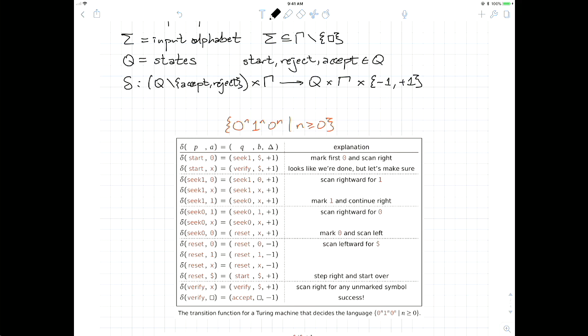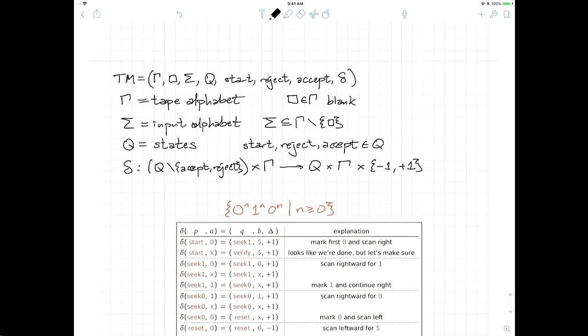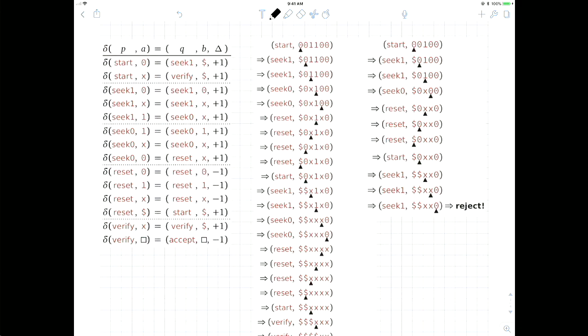So how does this machine evolve? All right, any questions about definitions? All right, how does this machine evolve? Okay, so here's the transition table again on the left. Here in the middle, I have a sequence of what are called configurations.